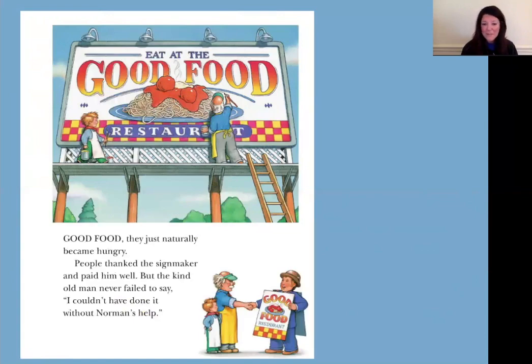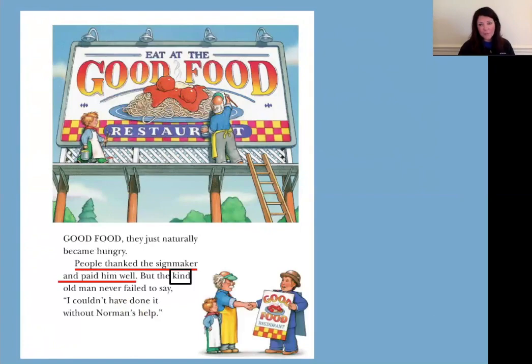Okay, what else do we learn about the sign maker? Yeah, people thank him and pay him well. Let's think of an adjective to describe the sign maker. Oh, I see one in the text. Did you see it too? The author uses the word kind to describe the sign maker. But let's come up with something different.